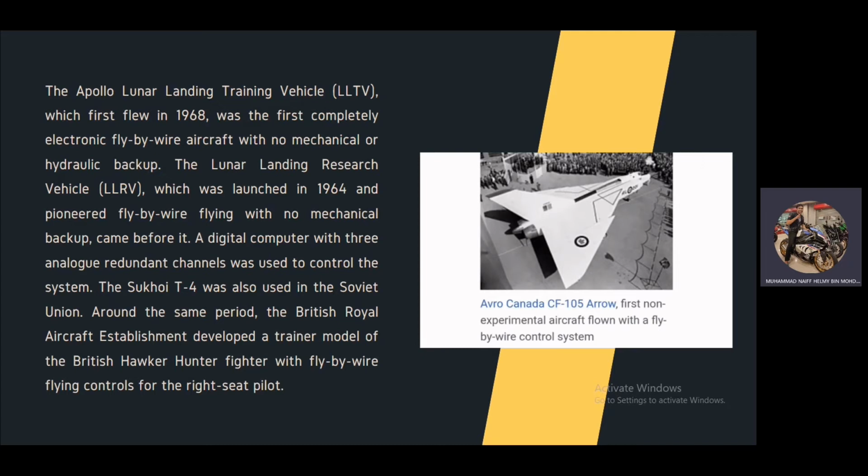The Sukhoi T-4 was also used in the Soviet Union. Around the same period, the British Royal Aircraft Establishment developed a trainer model of the British Hawker Hunter fighter with fly-by-wire flying controls for the right seat pilot. This picture shows the Avro Canada CF-105 Arrow, the first known experimental aircraft flown with a fly-by-wire control system.